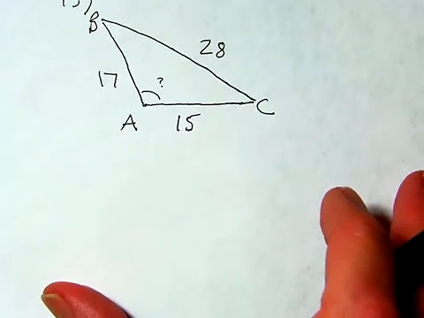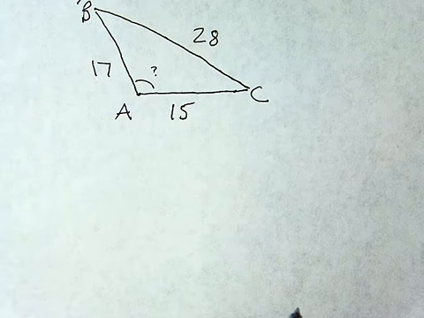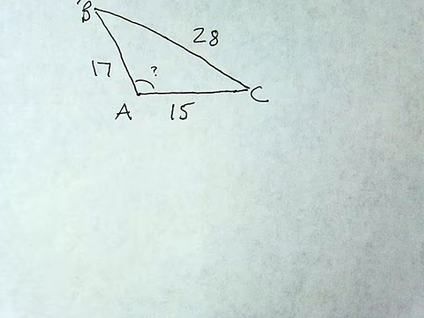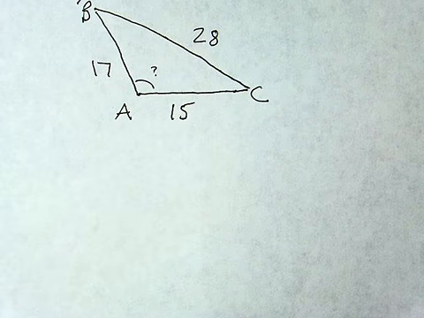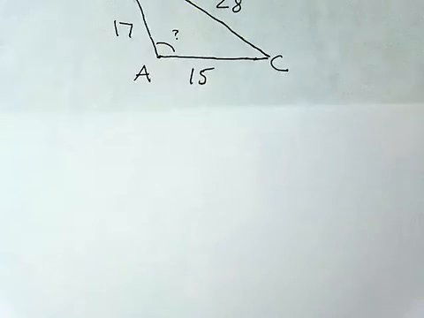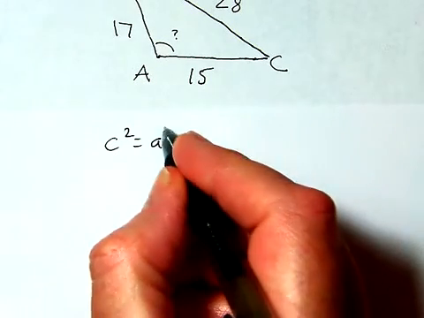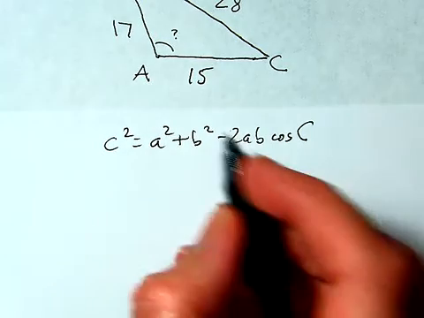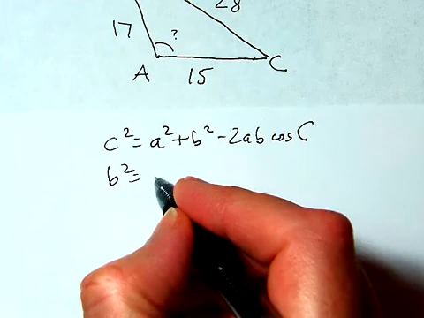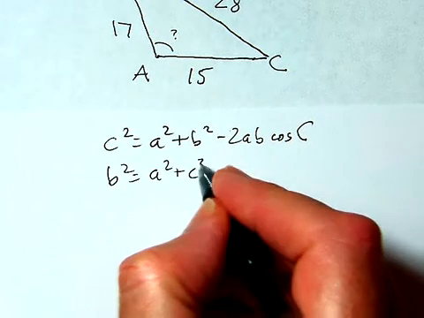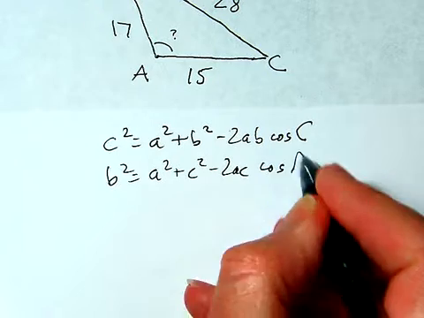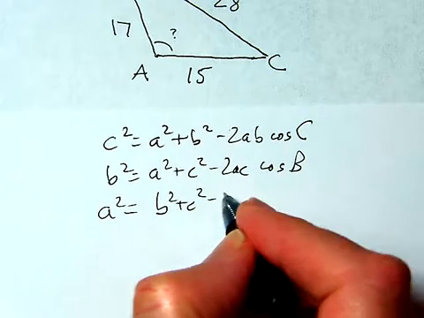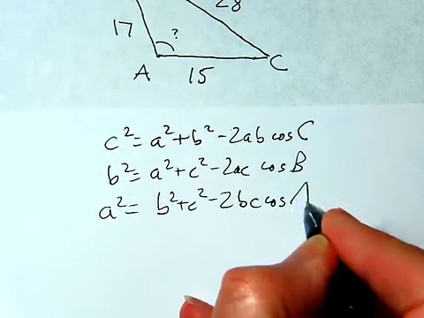Well, the first thing is, I may remember that there are three forms of the law of cosines. Each is solved for a different letter. So if you remember, we have one version of the law: c squared equals a squared plus b squared minus 2ab cosine C. We also have b squared equals a squared plus c squared minus 2ac cosine B. And we have a squared equals b squared plus c squared minus 2bc cosine A.